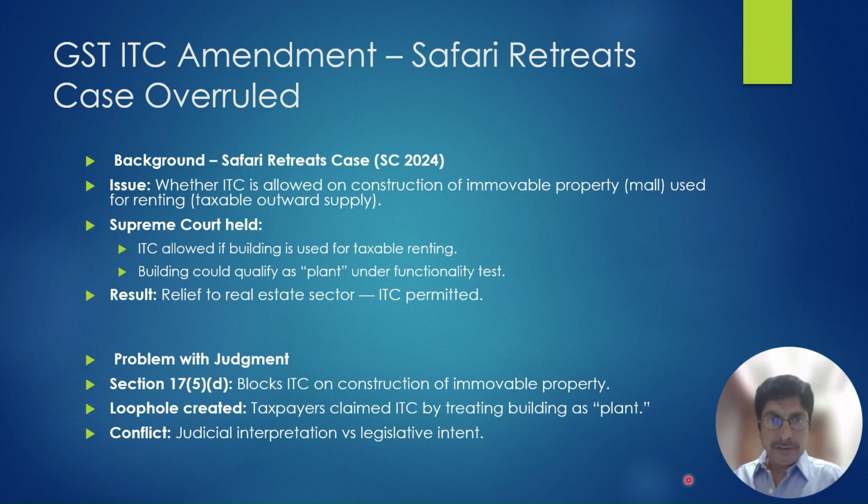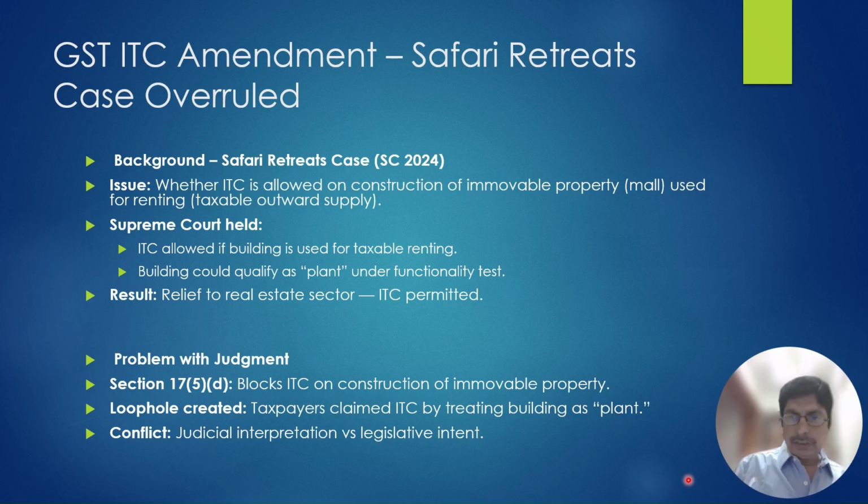You may remember the Safari Retreats case. According to section 17(5), the GST ITC credit is not available for construction of immovable property other than plant or machinery. The word used was plant or machinery. In the Safari case, what has happened? They constructed a building for the purpose of a mall, for offices to be given on rent, shops, offices.